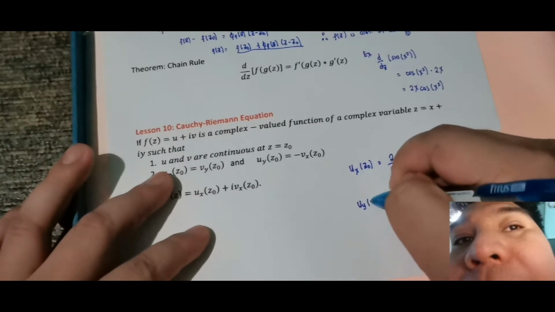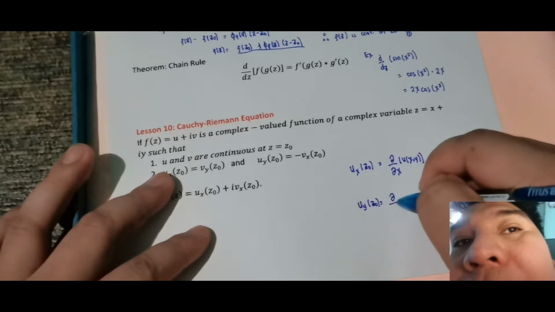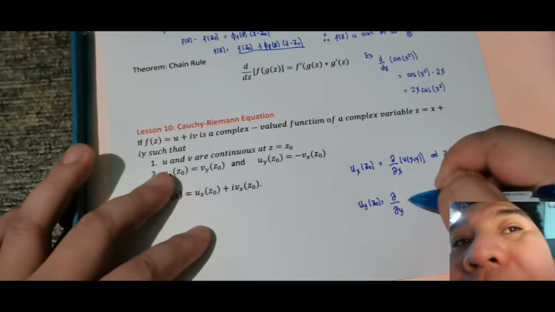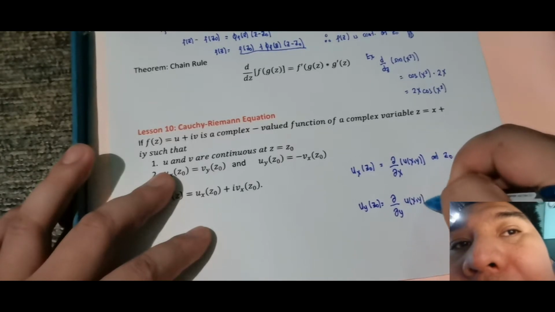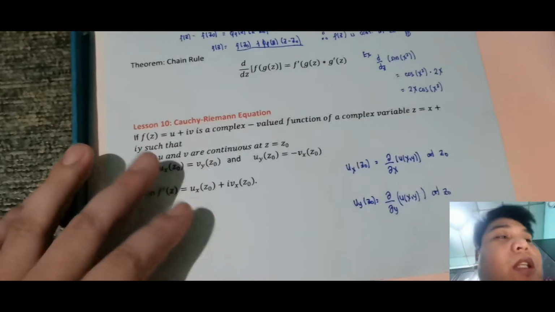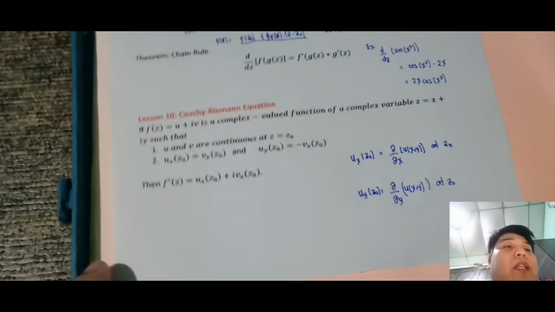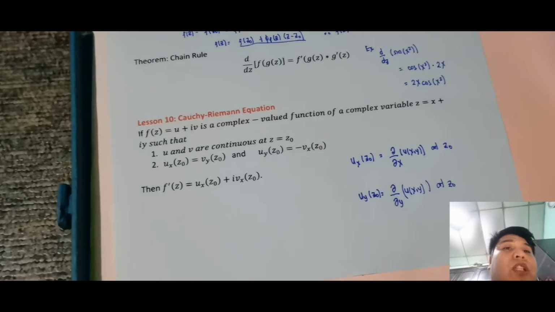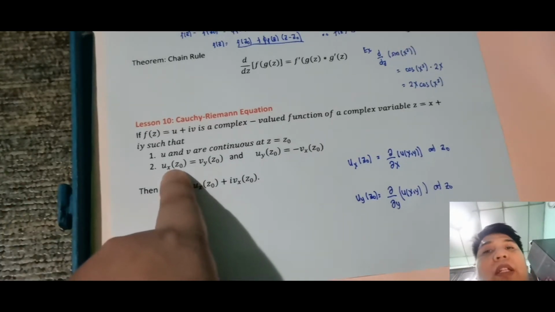Okay, so ganun din si partial of u with respect sa y of z naught. This is partial derivative with respect sa y nung u of x, y. Okay, then at z naught. So, tandaan mo to. Partial derivative muna bago tayo apply ng z naught. I-partial derivative mo muna siya.